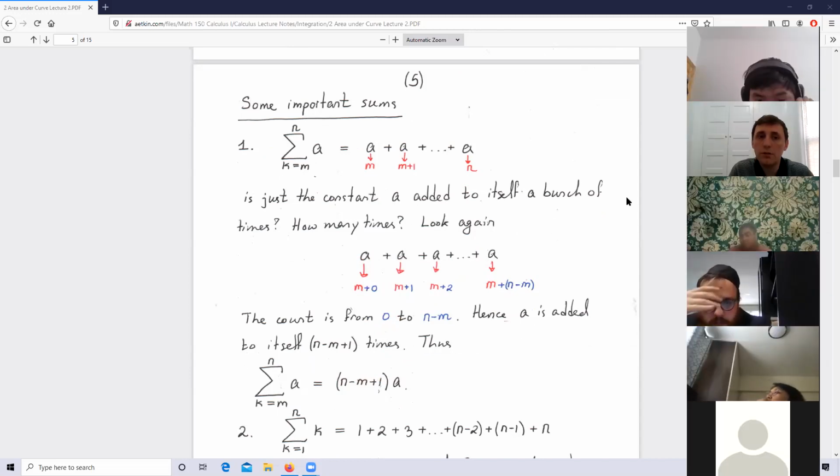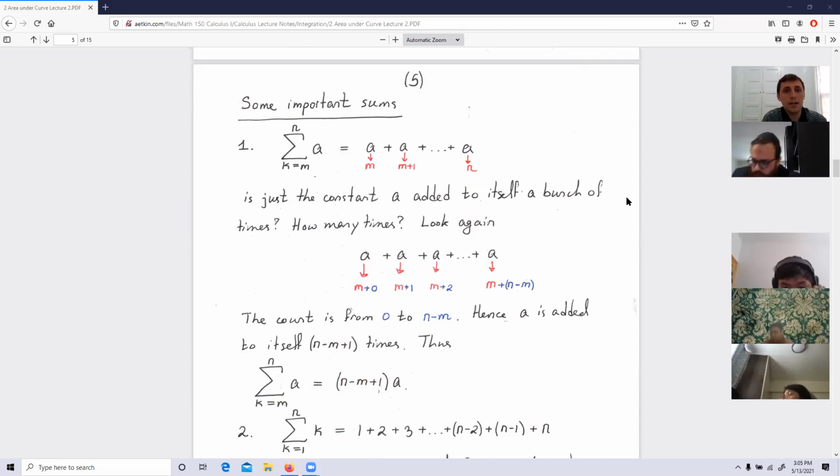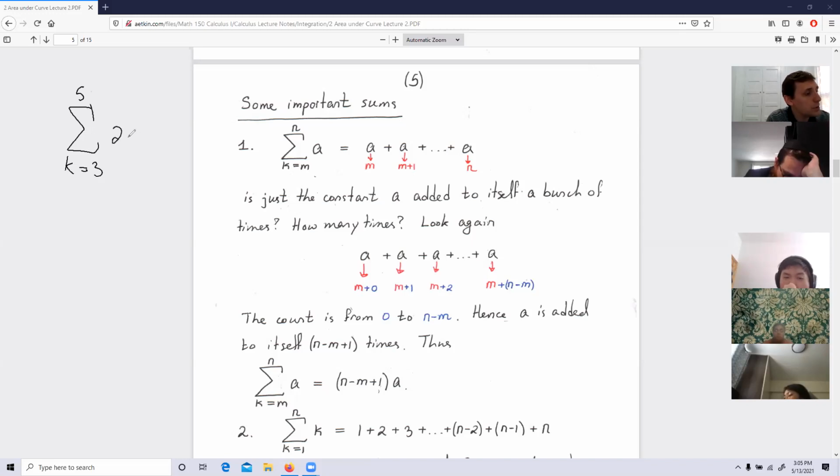You see, so for instance, what I'm saying, guys, is the following, right? Let's say I have a summation where k starts with 3 and ends in 5 of, let's say, the number 2. What should I be getting? My claim is that you will get 5 minus 3 plus 1 multiplied by 2. That's the number you will get, which is 6, I'm claiming. You understand?